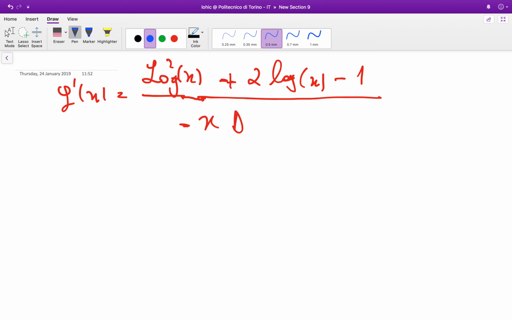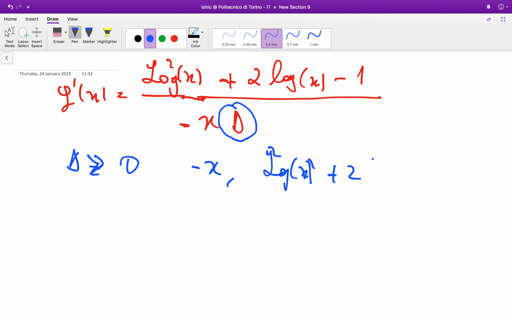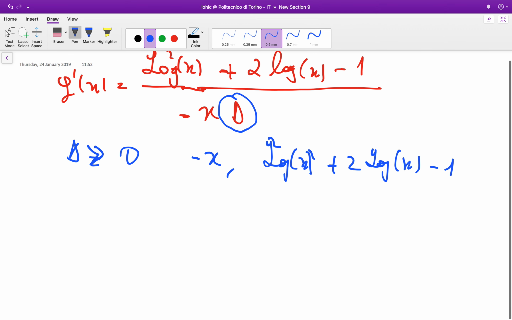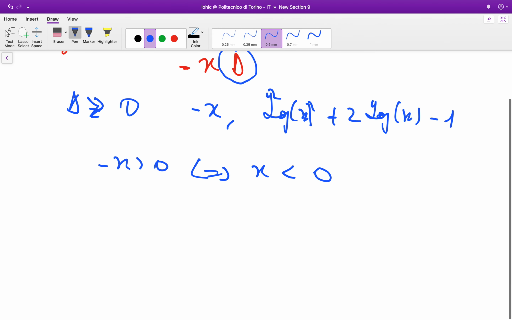Now we want to study the sign of this. It's clear that the denominator, as it is something squared, is always greater than 0. So for this part we don't care, because it's always greater than 0. We just need to study the sign of minus x and the sign of log square of x plus 2 log of x minus 1. For the x it's easy: minus x is greater than 0 when x is smaller than 0, right?